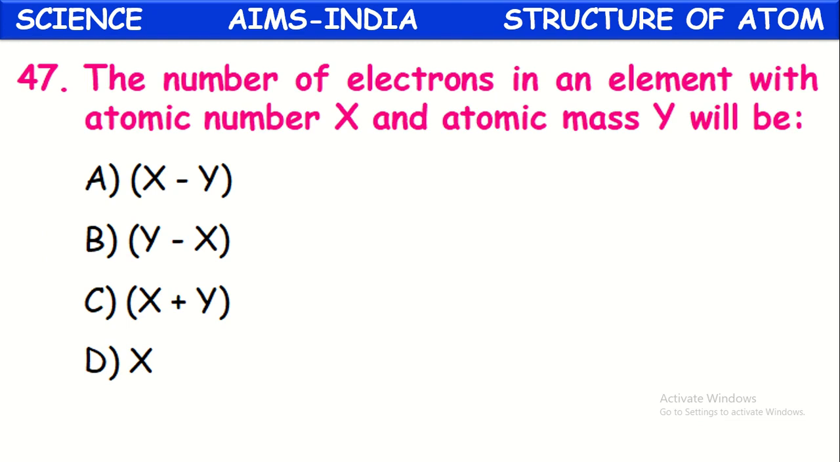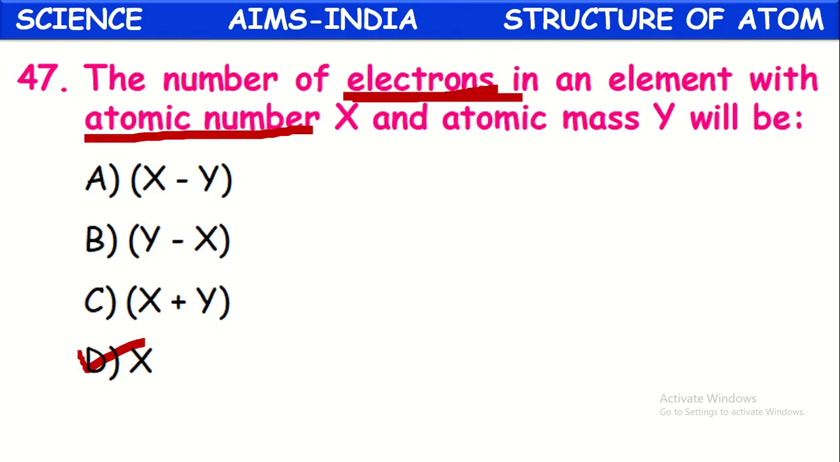Okay. Next one. The number of electrons in an element with atomic number x and atomic mass y will be? They are asking to calculate the number of electrons. So we may get confused immediately. We take the difference between the mass number and atomic number when number of neutrons is asked. But here the number of electrons is asked. The number of electrons is directly equal to the atomic number. So it is equal to x. Okay. That's about the Olympiad practice sheet based upon the chapter Structure of Atom.